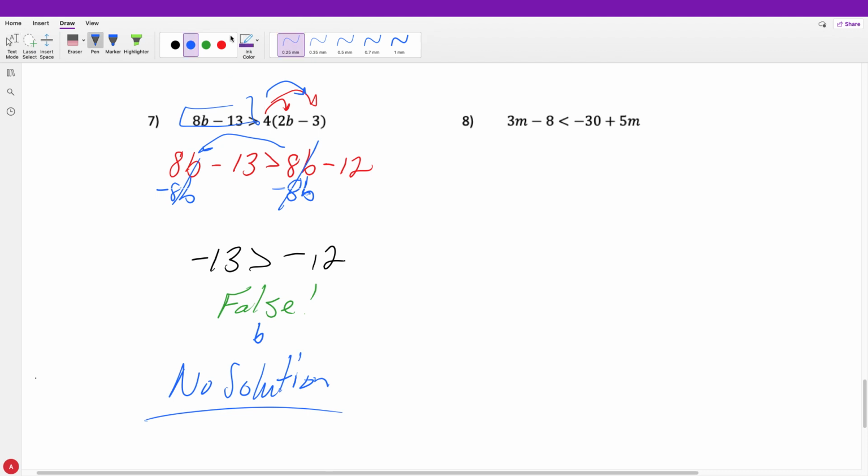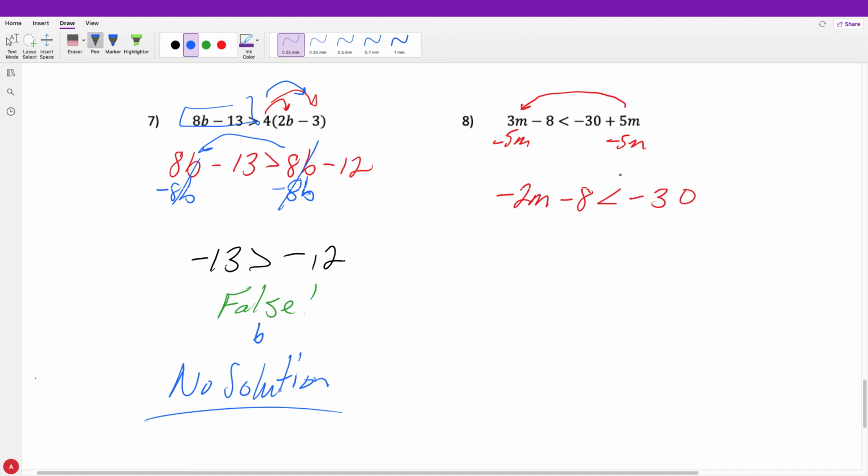All right, and then the last question that we're going to do, well, we have variables on both sides, so we need to start moving them to the same side. So I'm going to move them to the left by subtracting 5m. Well, 3m minus 5m is negative 2m. So now I'm left with negative 2m minus 8 is less than negative 30.